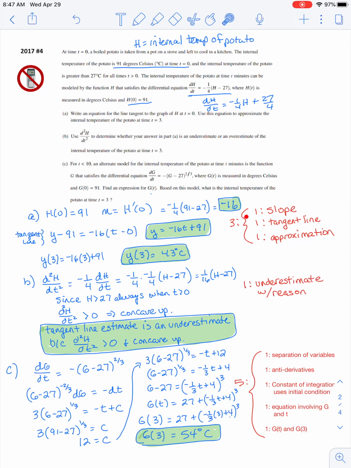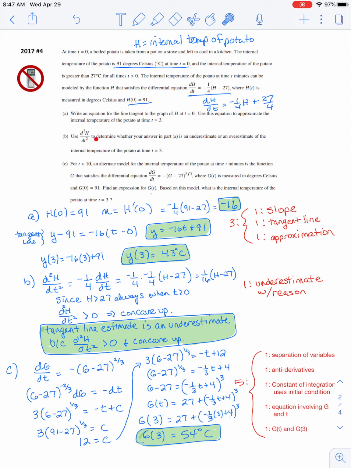So now for part A, there are 3 points possible. 1 point for your slope, 1 point for your tangent line in either form, and 1 point for the approximation at time t equals 3, which is 43 degrees.